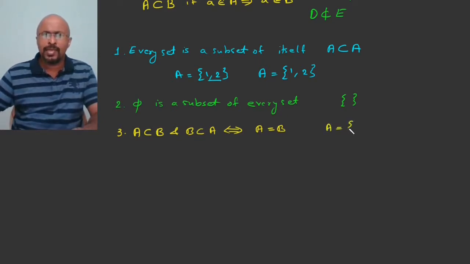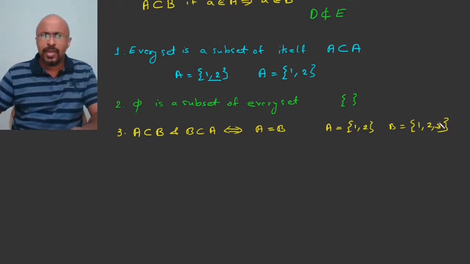If A is equal to {1, 2} and B is equal to {1, 2, 3}. Now look at every element of A, is there in B. So A is a subset of B. But B is not a subset of A here because every element of B is not there in A. So this condition is wrong. So A is not equal to B also.